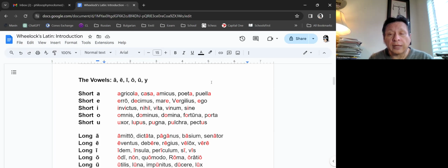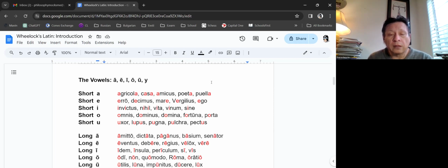Uxor. The X is a KS sound, like in the word axle in English, or exercise. It's a K. It doesn't make the G sound. It's just the KS sound together. So uxor, wife.